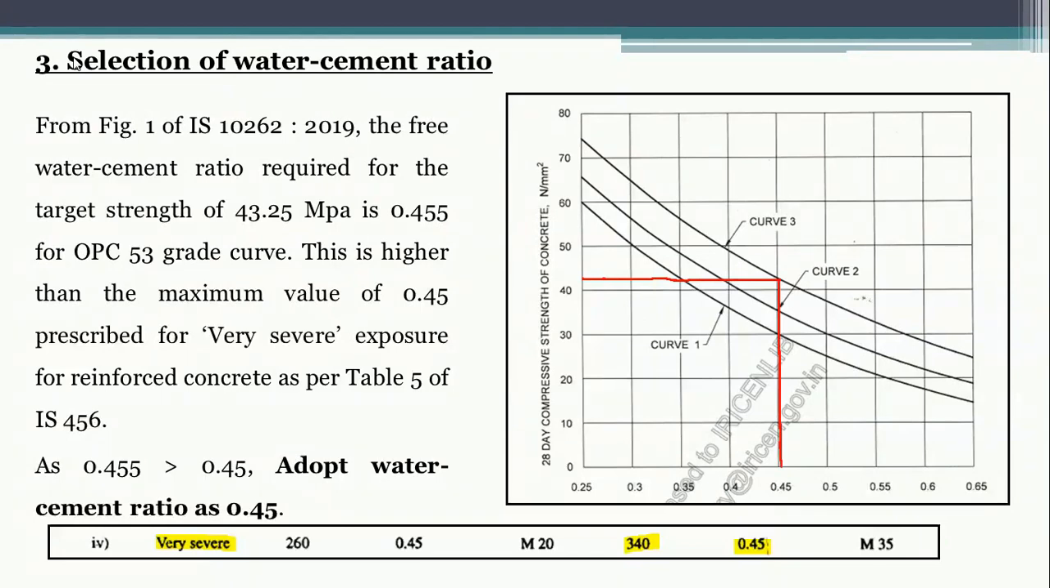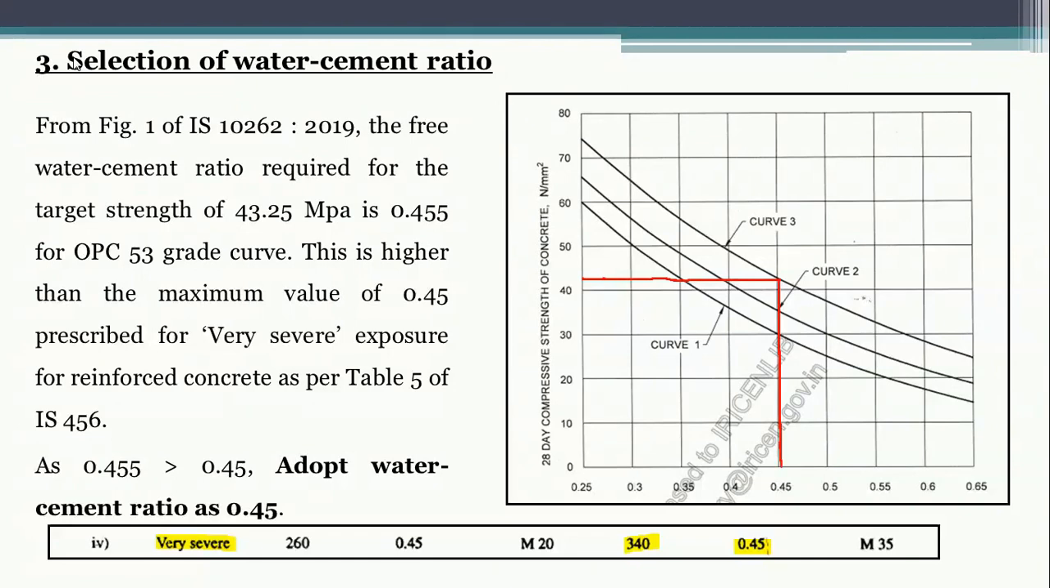Okay, in some cases they will give PPC. If they give PPC or Portland slag cement, then we have to take the second curve. In the code book they have clearly given in the note that we have to assume curve 2 if PPC or PSC is given. But in this problem they have clearly given OPC 53, so we have to refer to curve 3. Based on 43.25 target strength, we have to draw a line so that it touches curve 3, because we are using OPC 53.